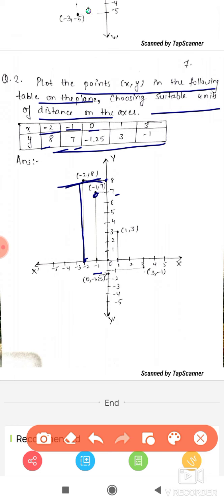At x it is 0 and at y it is -1.25. X is 0, y is -1.25, so this is the point, this one. Fine. At x it is 1, y it is 3, so this is the point. At x it is 3 and at y it is -1, so this is the point. Fine. I hope you all have understood these questions and chapter 3 is clear to you all. Thank you, students.